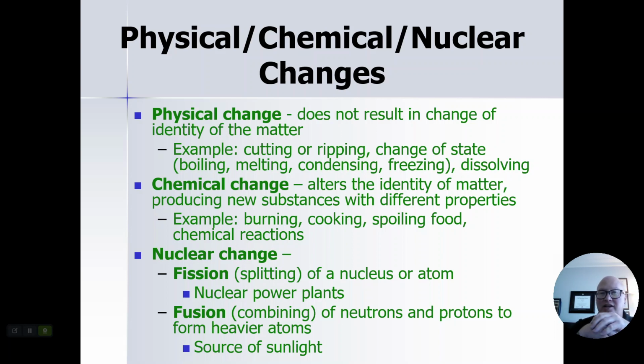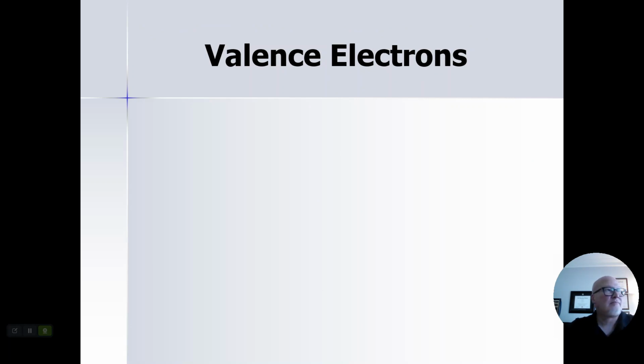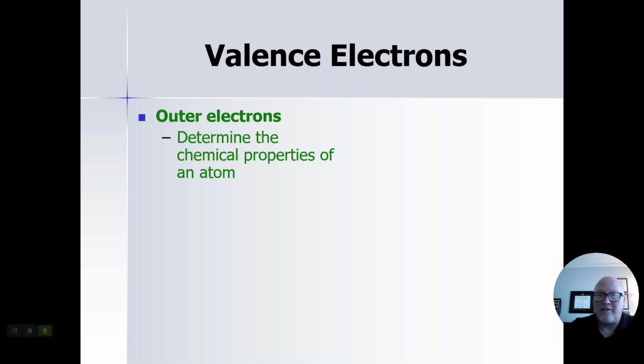So we have physical changes, chemical changes, and nuclear changes. You're probably not going to run across too many nuclear changes. All right, so for chemical changes and all chemical reactions, we will be relying on valence electrons. Valence electrons are the electrons that are involved in chemical reactions. Each element is chemically reactive based on the number of valence electrons that it has.